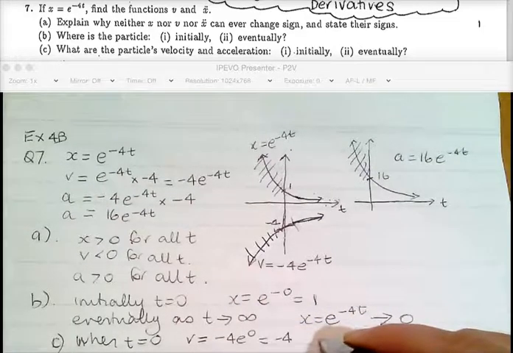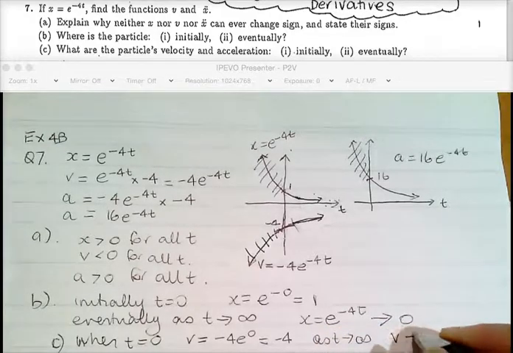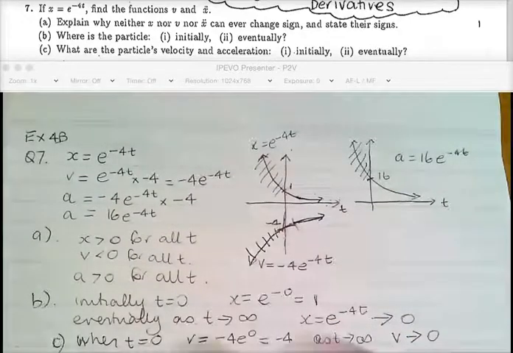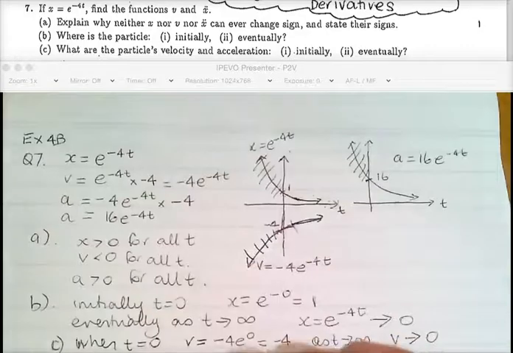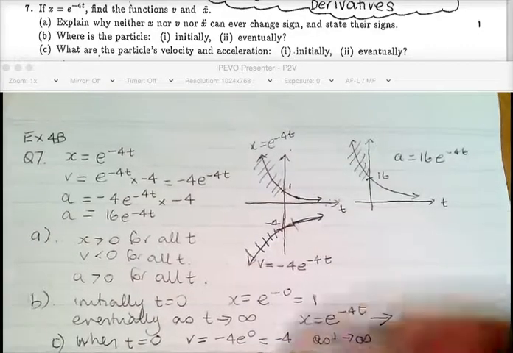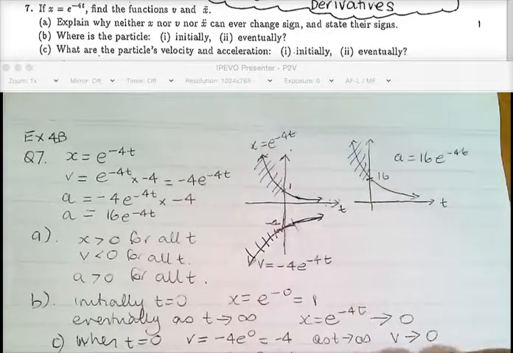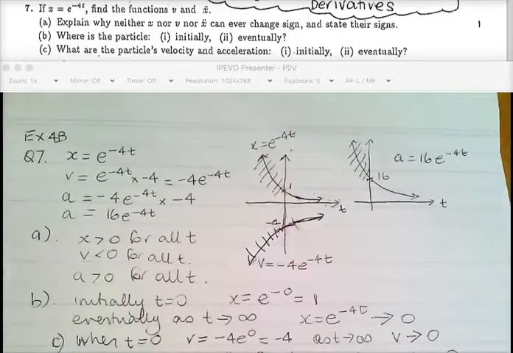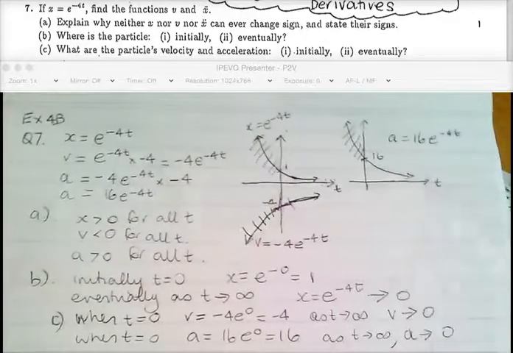And eventually, as t approaches infinity, we can see what happens to v. It approaches 0 as well. V approaches 0. And again, when t equals 0, acceleration, you can put it into the equation at 16e to the 0, which is 16, or just read it off there. And also as t approaches infinity, that means eventually the acceleration approaches 0. You can substitute a large value into this equation here, or you can just see what's happening to that graph there.